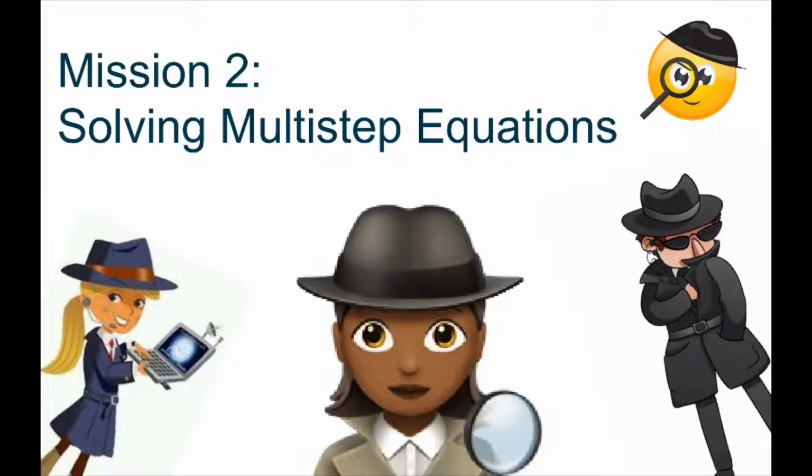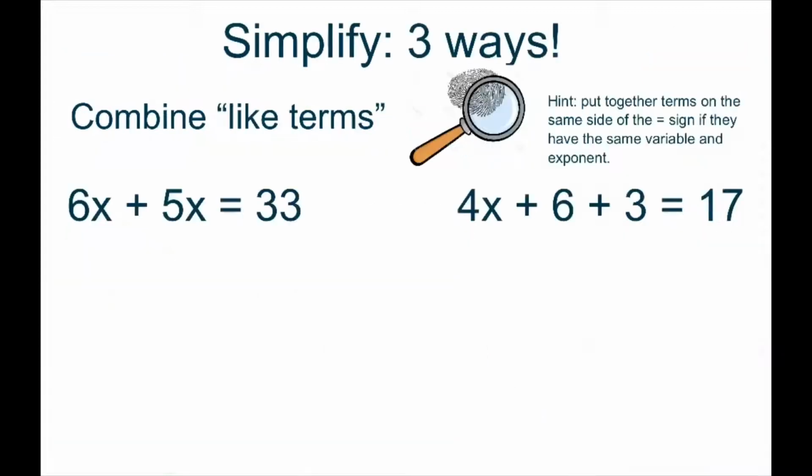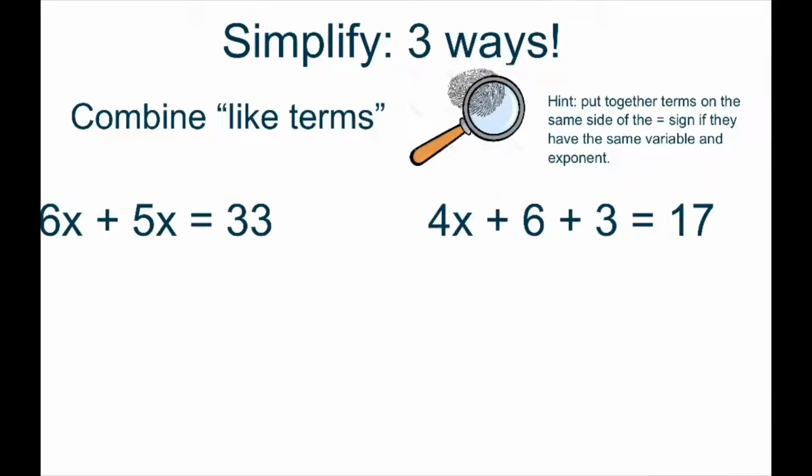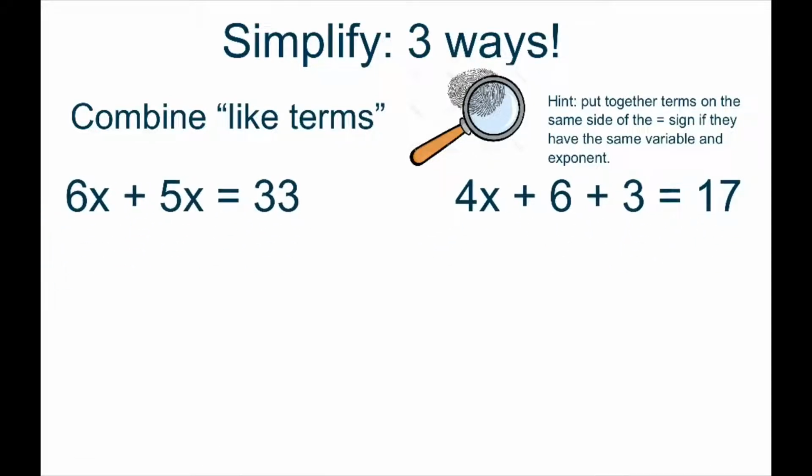Okay, 8th graders, let's learn Mission 2, Solving Multi-Step Equations. First off, we're really just going to simplify, and there are 3 ways to do that. The first one is combining like terms. A hint is to put together terms on the same side of the equal sign if they have the same variable and exponent. So looking at this first one, we could combine these 2 terms.